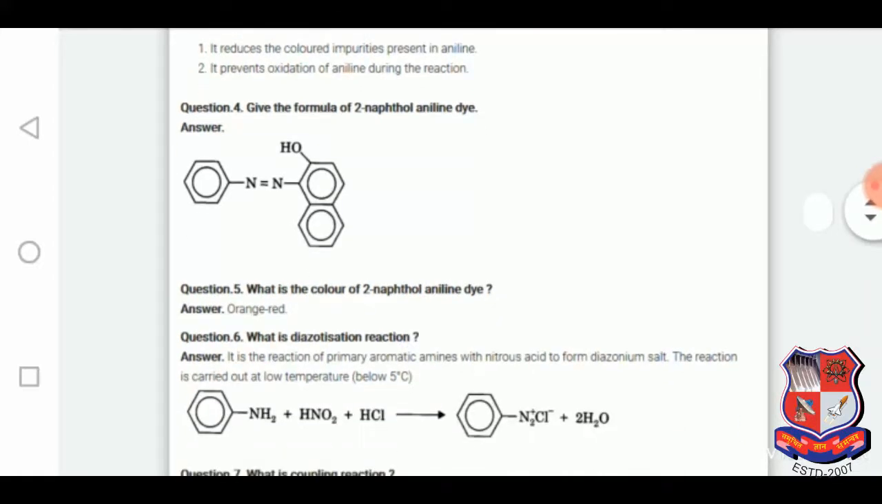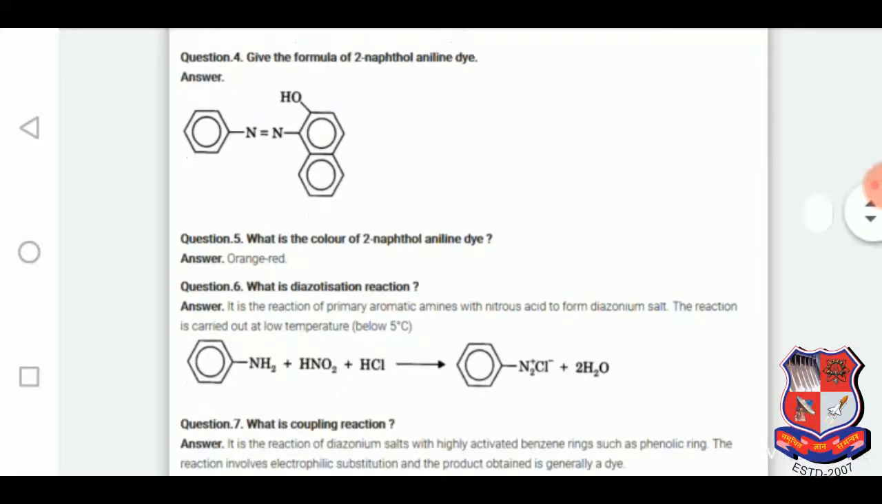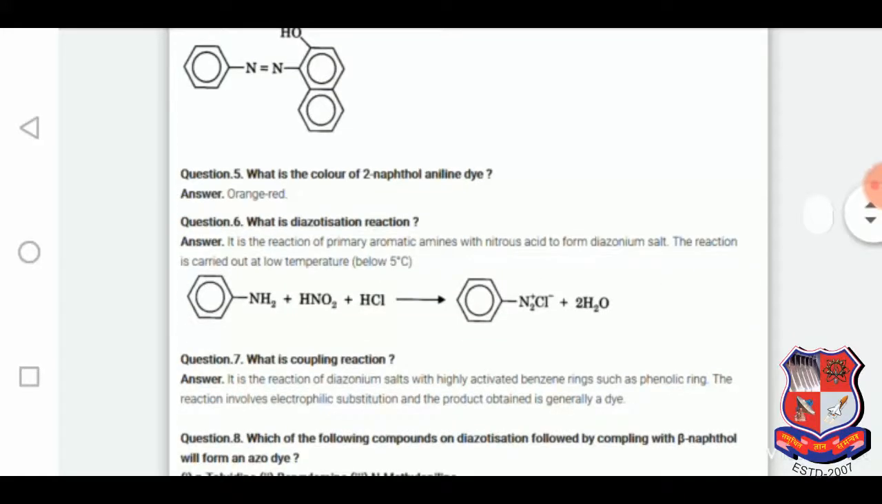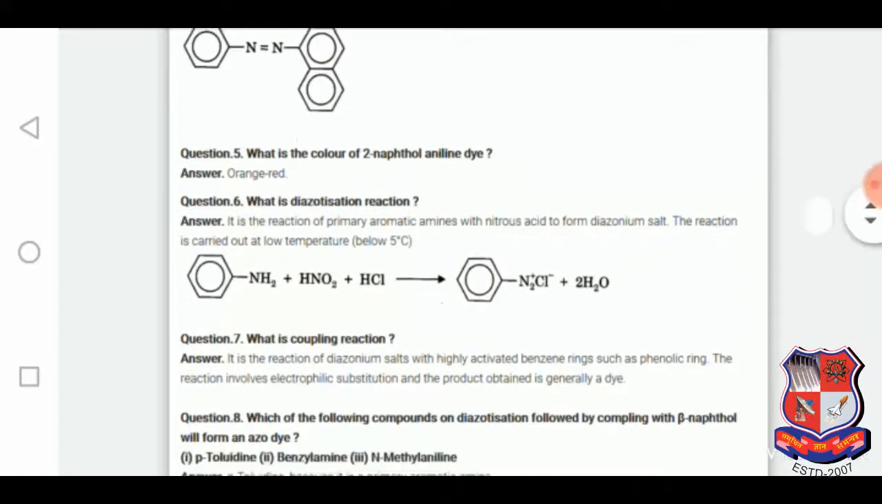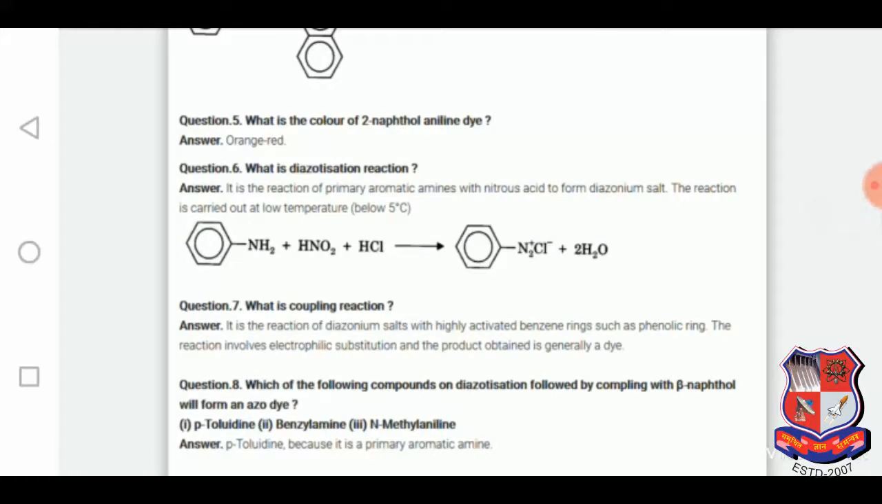Give the formula of 2-naphthol aniline dye. That is the formula. It contains the benzene rings between the two nitrogens attached with a double bond, and a hydroxyl group adjacent to that double bond. What is the color of 2-naphthol aniline dye? That is orange red. What is diazonium reaction?